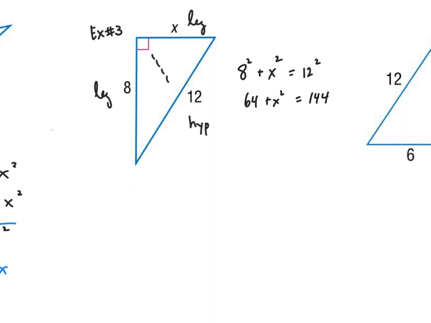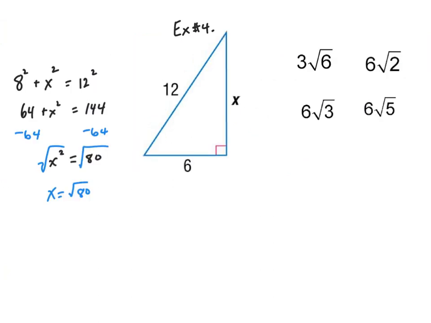12 squared is 144. So now this is the one step that's different. All we have to do is subtract the 64 from both sides. So I'm going to subtract 64. When I do that, we get that x squared is equal to 80. And now we have to take the square root of both sides, and we get that x is the square root of 80.